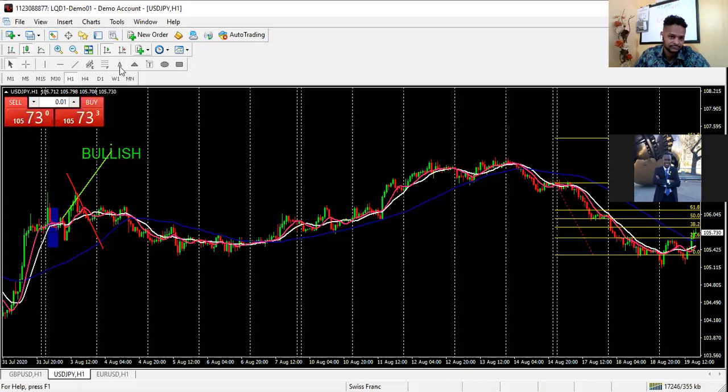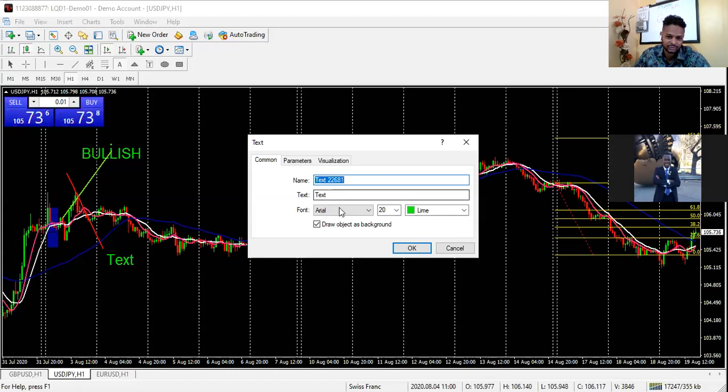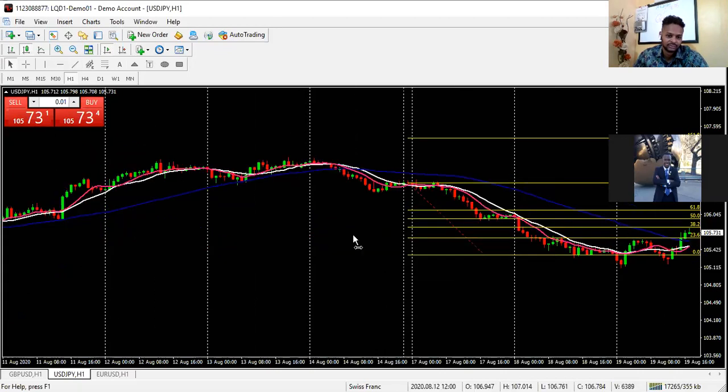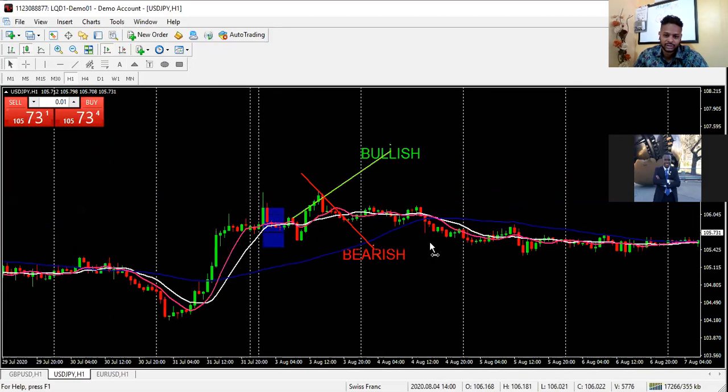Everybody following so far? Yes, sir. So you have bearish and bullish. Bear, like a bear. And bearish normally goes in red. So that itself right there. If I zoom in a bit and pin it here, you'll see it.